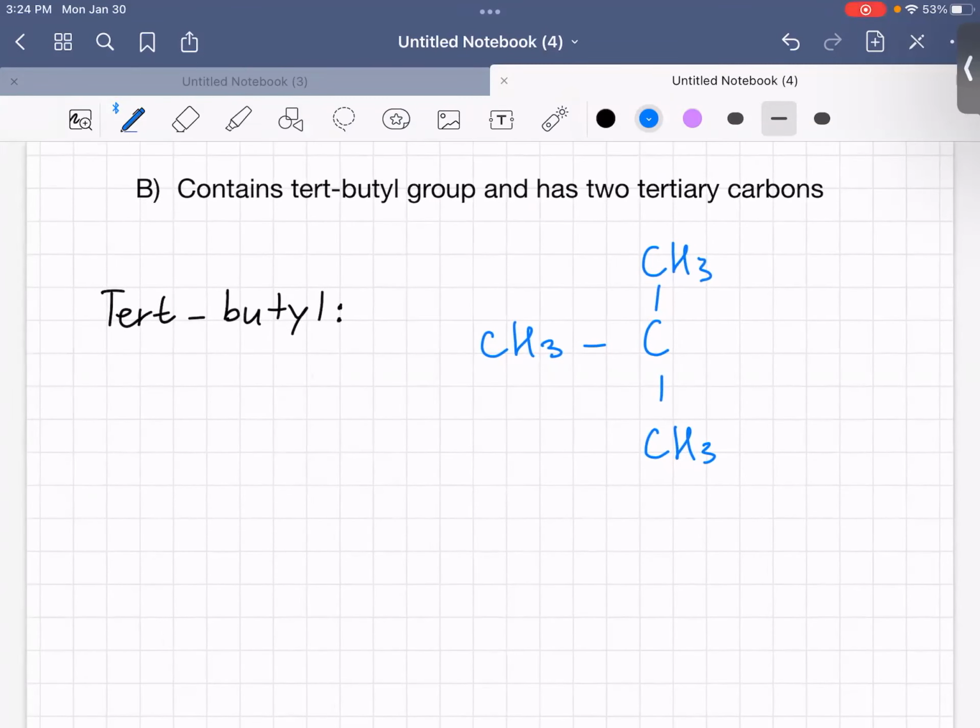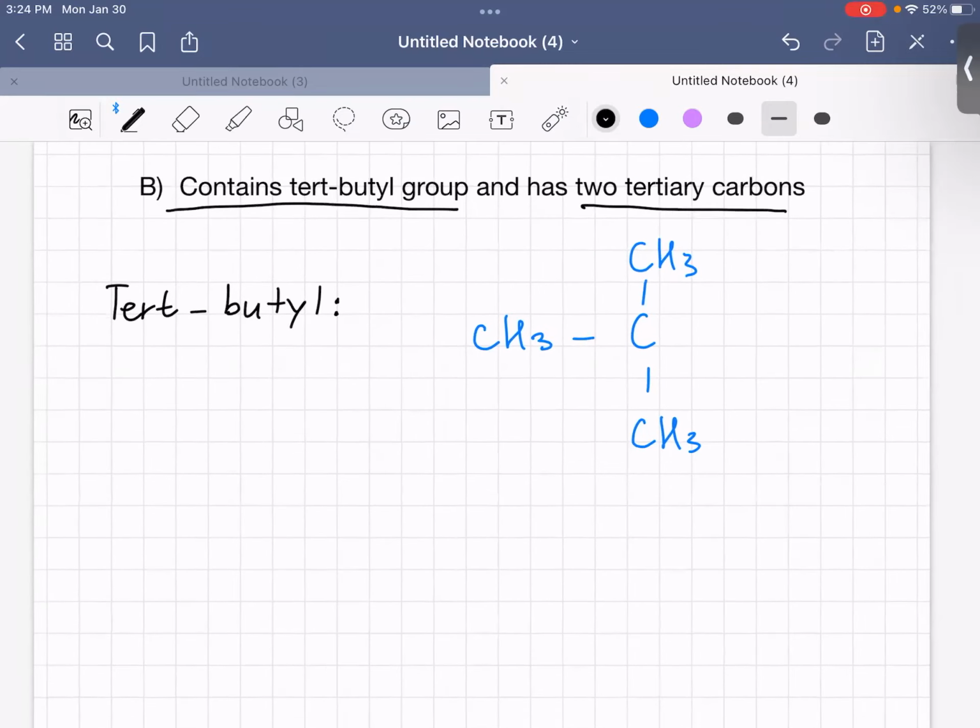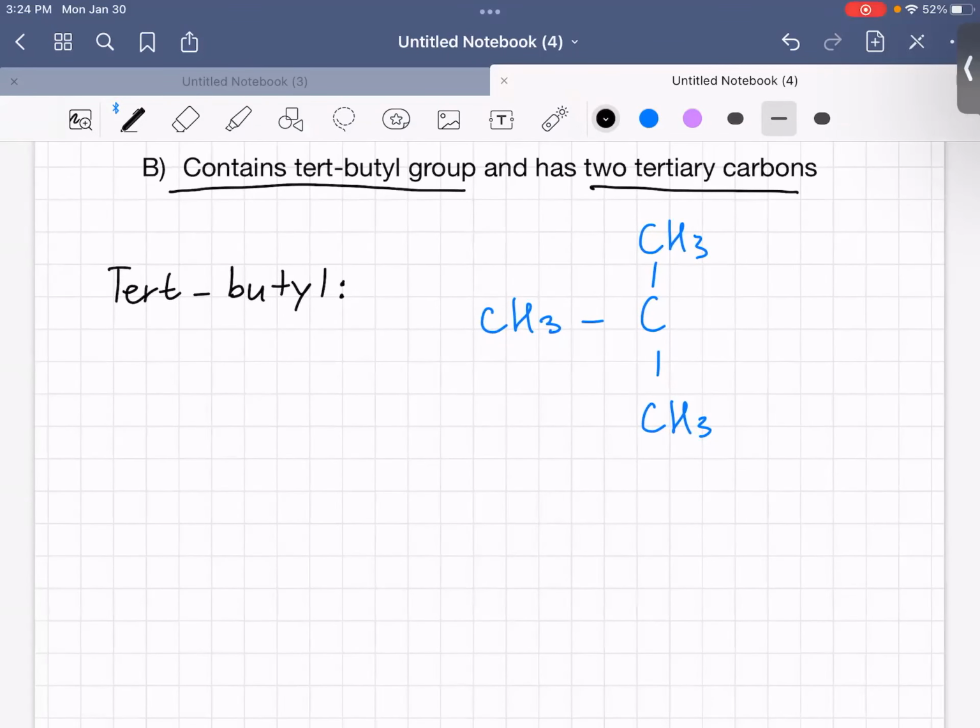Okay, so again, draw a structure that contains a tert-butyl group and has 2 tertiary carbons. So there are 2 conditions. It contains a tert-butyl group and it has 2 tertiary carbons. Tertiary carbons means carbons that are bonded to 3 other carbons. And the tert-butyl group is shown here.